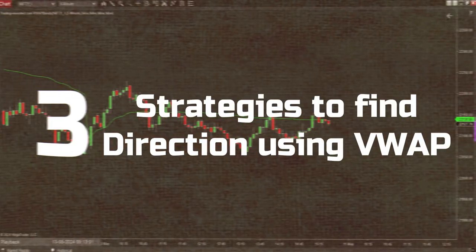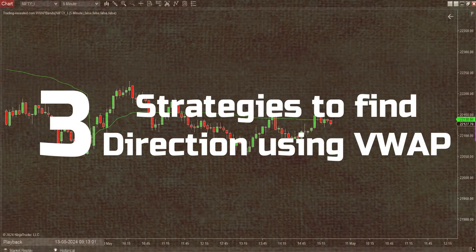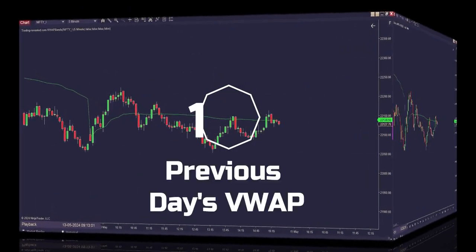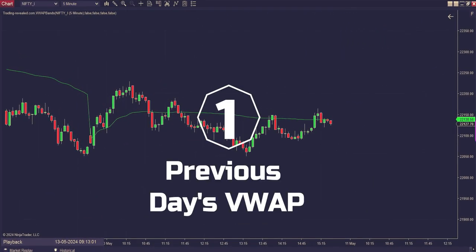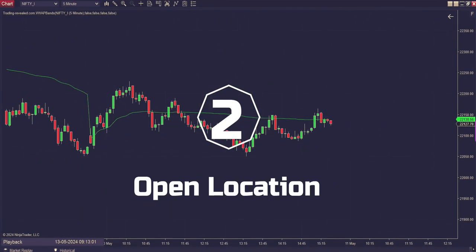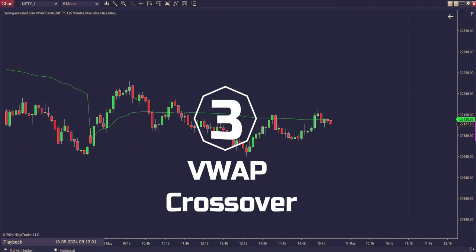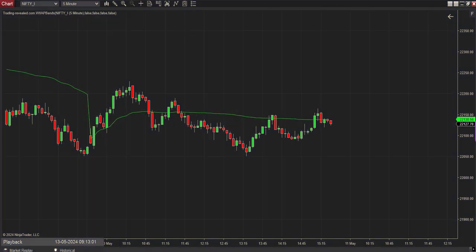Three different strategies to find direction using only VWAP. Number one, using previous day's VWAP. Number two, using open location or open action of price. Number three, VWAP crossover. We'll start one by one.